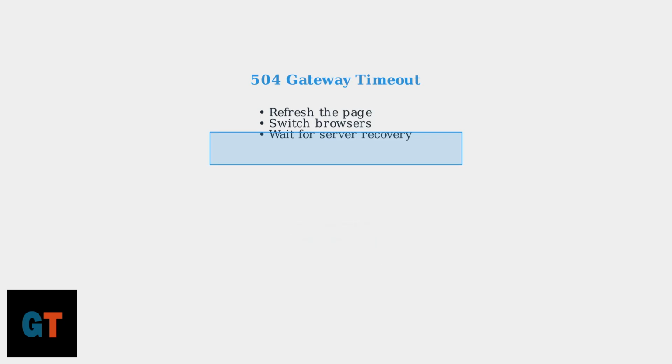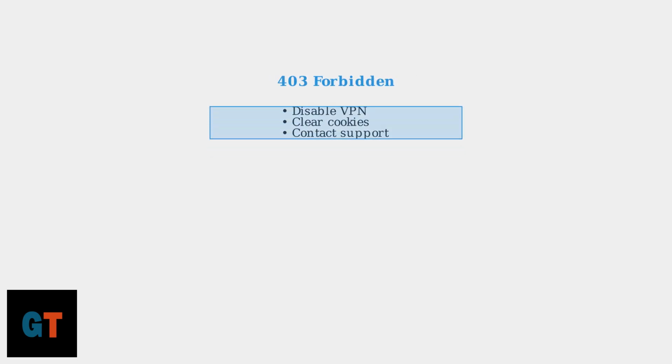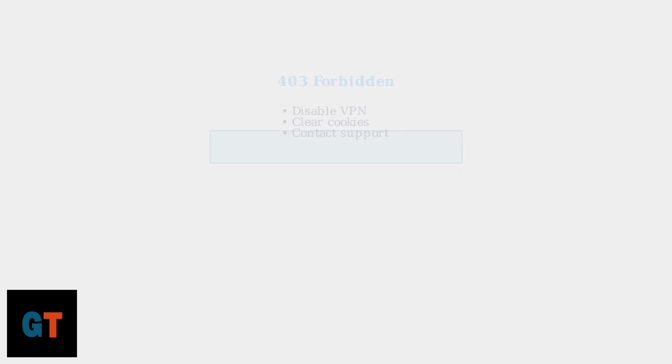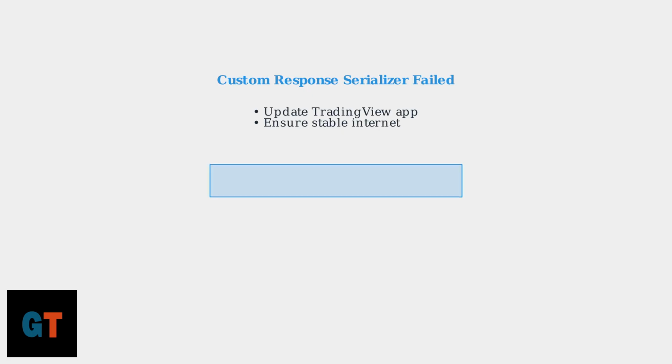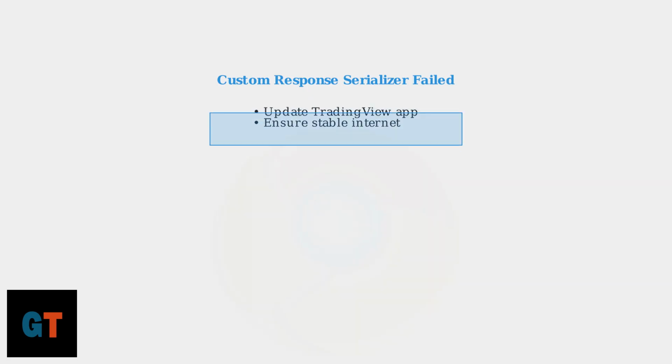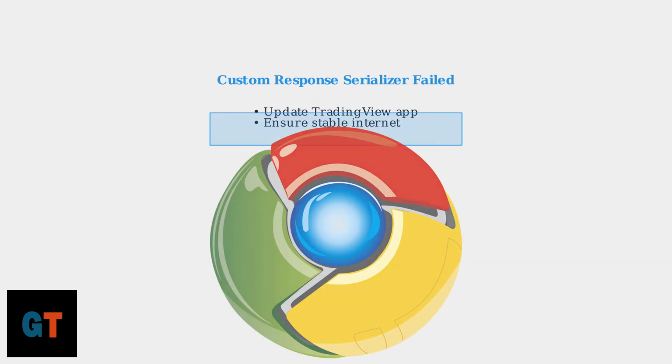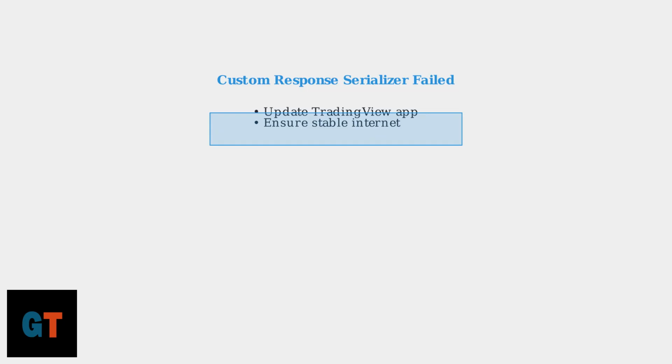If that doesn't work, switch to a different browser or wait for server recovery. For 403 Forbidden errors, disable any VPN you're using, as it may trigger geo-blocks. Clear your browser cookies to reset session data, or contact TradingView support for account assistance. The Custom Response Serializer Failed error can be resolved by updating the TradingView app to the latest version and ensuring you have a stable internet connection.